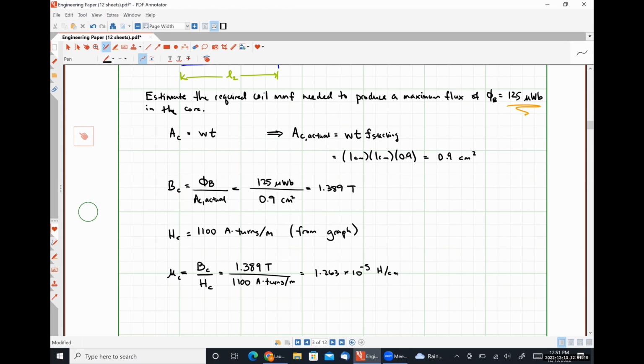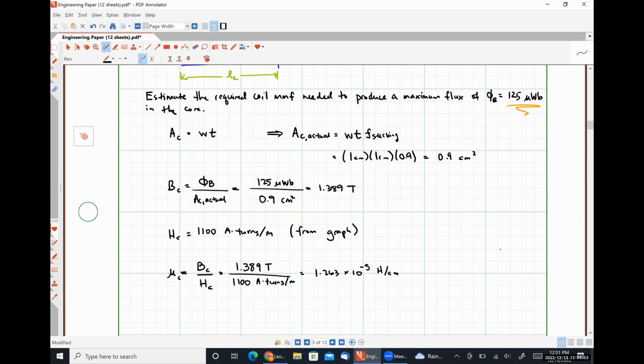As it turns out, 1.263 times 10 to the minus 5 henries per centimeter is about 1,000 times larger than mu naught. So effectively, at this point along its magnetization curve, M1929 gauge steel's permeability is about 1,000 times larger than mu naught. If we were somewhere in the linear portion instead of the knee, it would likely be much, much higher. Okay.